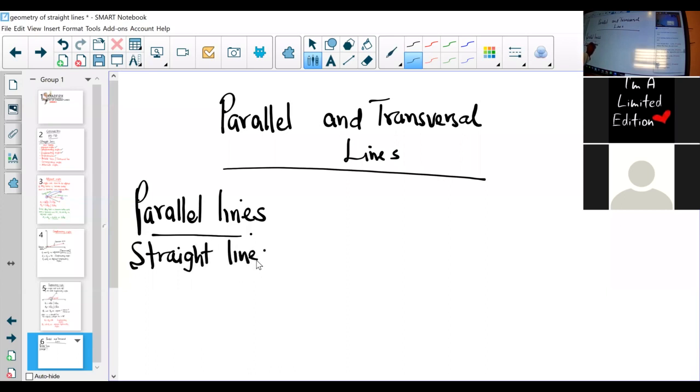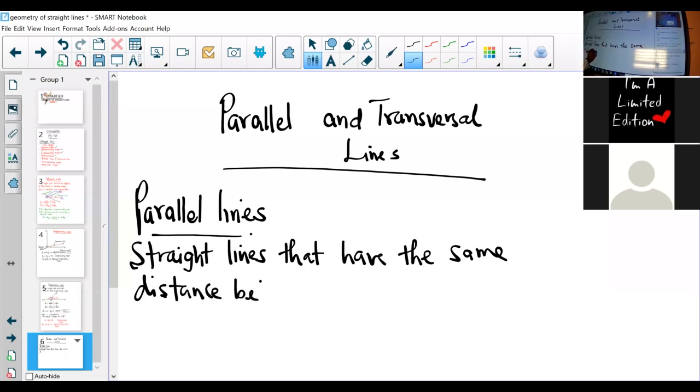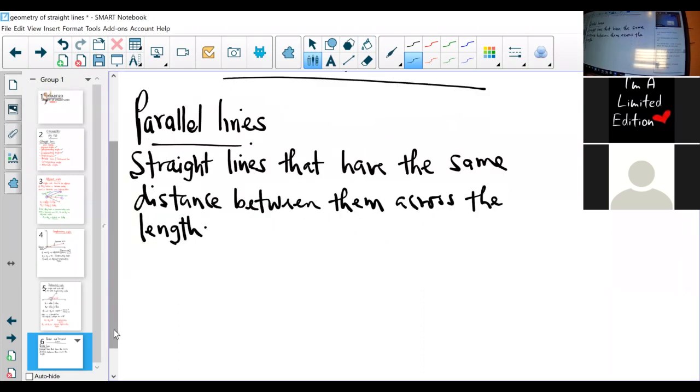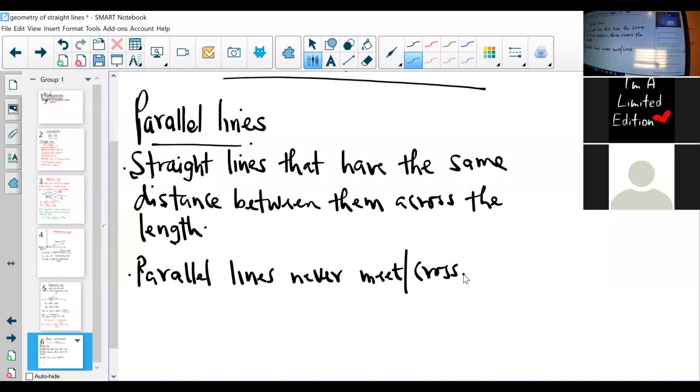All right, that have the same distance between them across the length. All right. So we say parallel lines never meet or cross each other. Okay, that is said and done.